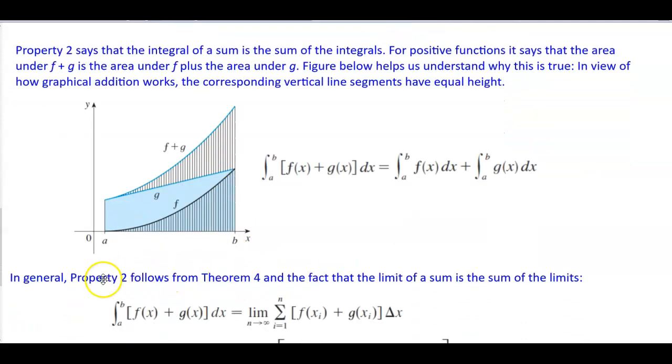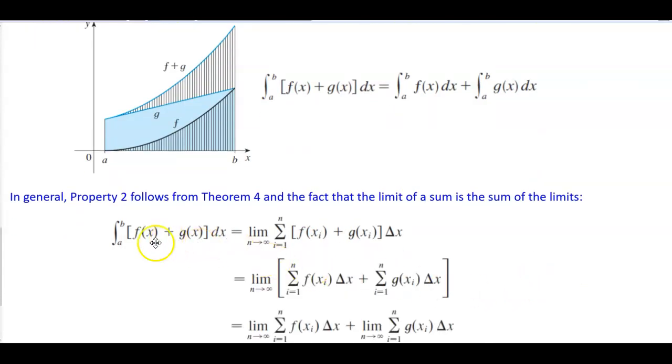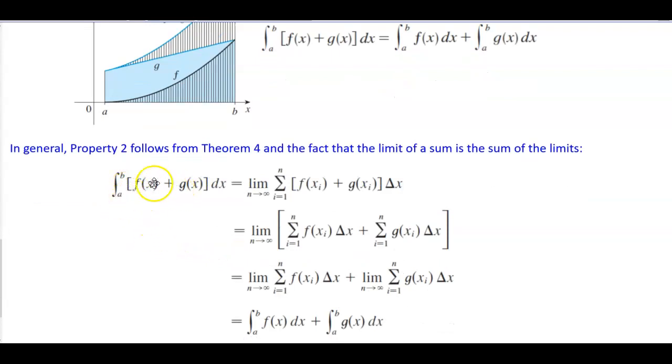Okay, next, in general, property 2 follows from theorem 4 and the fact that the limit of a sum is the sum of the limits. So here, if we have this integral from a to b of f of x plus g of x dx, we can write this as the limit as n approaches infinity of the summation from i equals 1 to n of f of the sample points plus g of the sample points, times delta x.